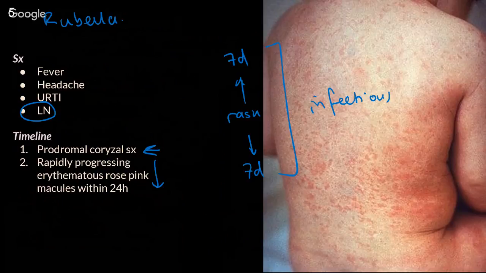So how do we detect it in pregnancy? What do we need to do? So we need to do IgM/IgG for the rubella antibodies. Okay, after they're born, we give them the MMRs to make sure that they don't get rubella.